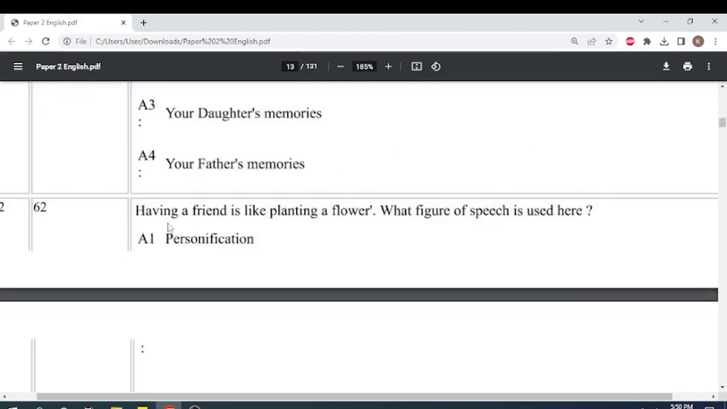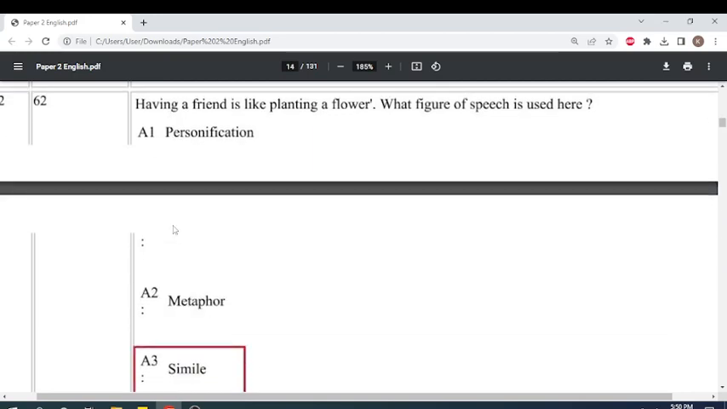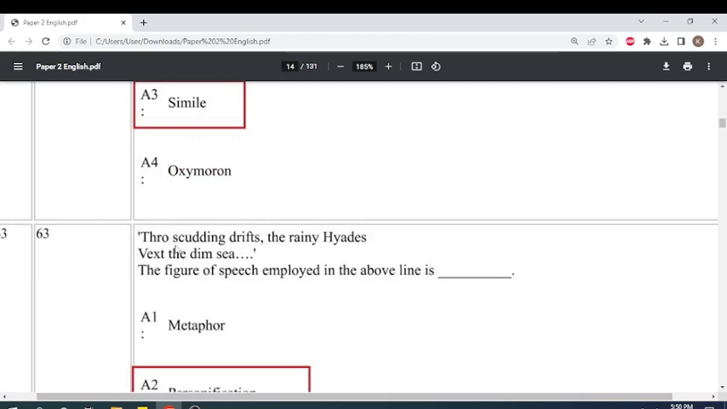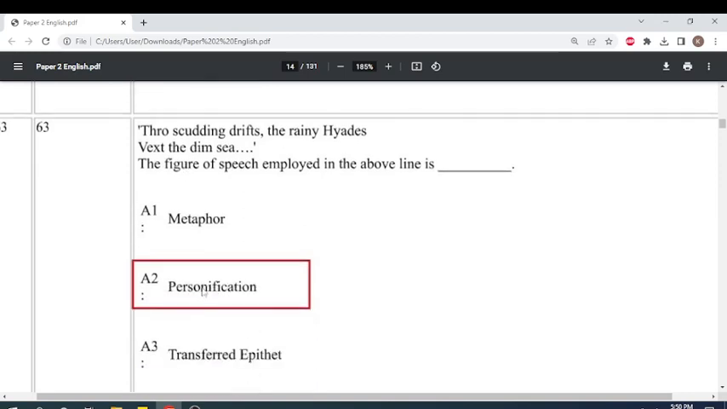62. Having a friend is like planting a flower. What figure of speech is used here? Answer A3. Simile. 63. Through cutting drifts, the rainy hydrates. Vexed the dim sea. The figure of speech employed in the above lines is, answer A2, personification.